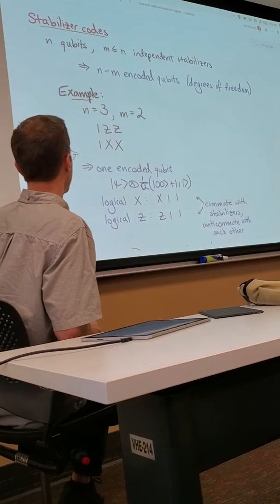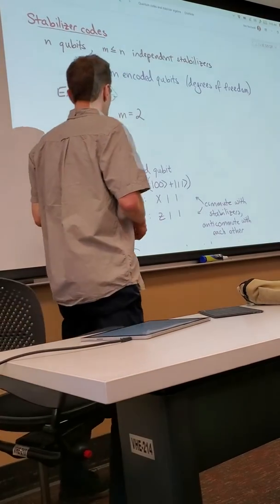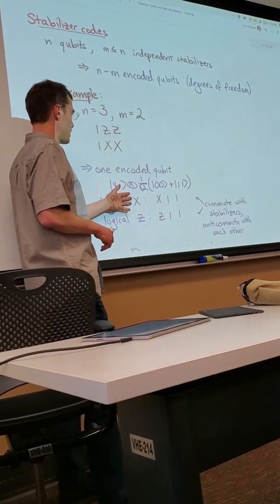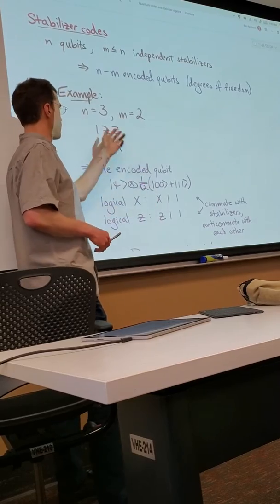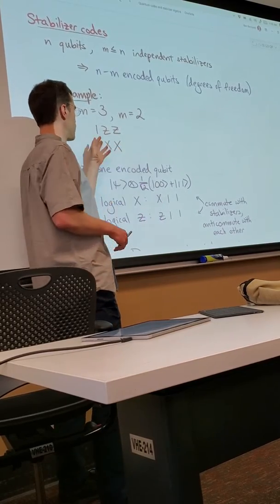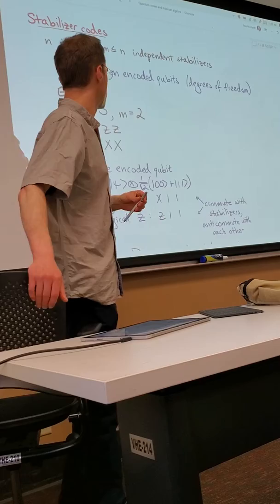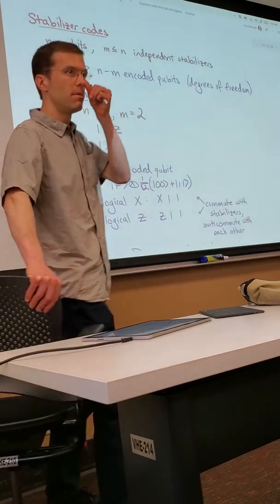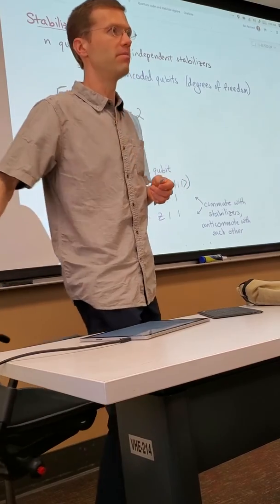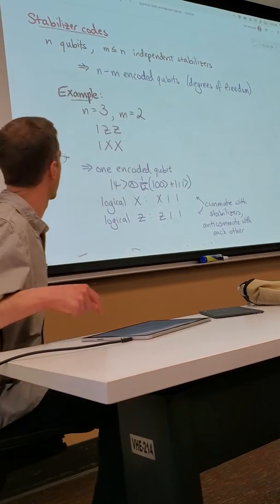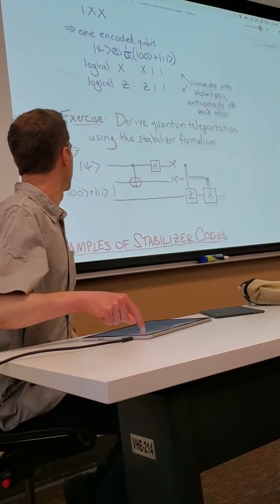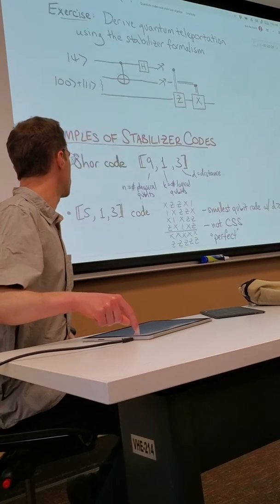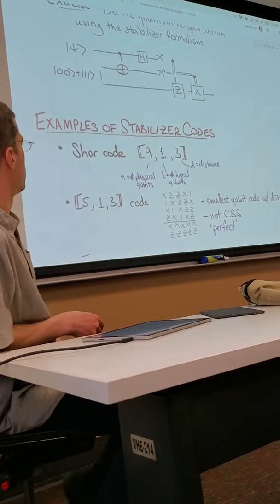So this is, in a sense, a code. The encoded X operation is just X on the first qubit. The encoded Z operation is Z on the first qubit. It's not a very interesting code because, like, there's no error protection, for example. Formally, you could say this is a code. There are more interesting codes. So here are just a few examples of slightly more interesting codes.